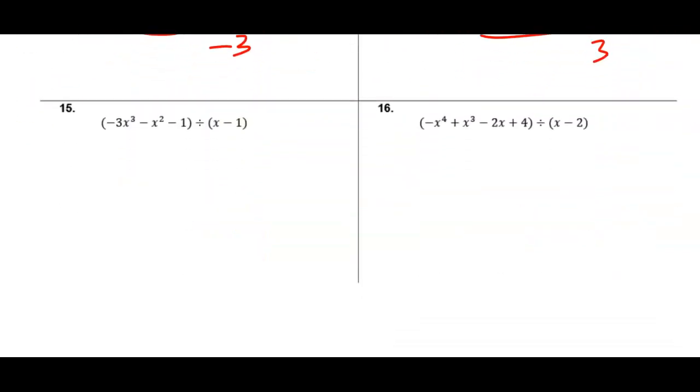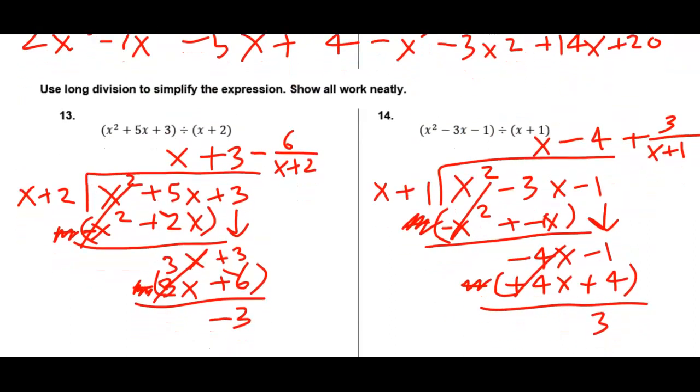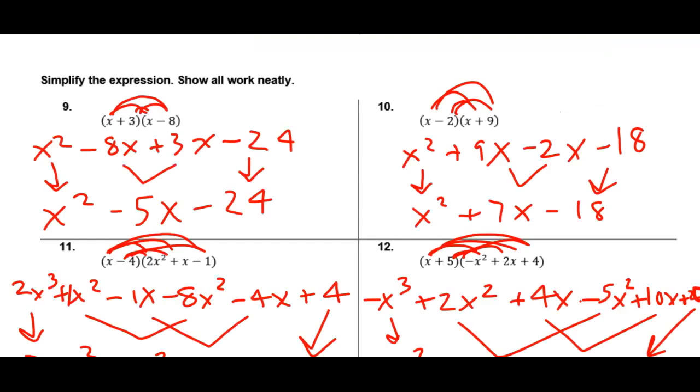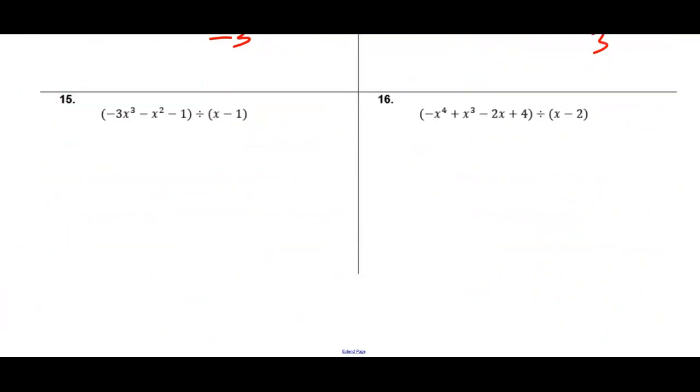And last but not least, these two, it says to use long division, but on these last two, we're going to use synthetic division just to shake it up here. So notice there's a 0x term missing. Again, there's a 0x term right here. We're missing an x squared term as well. So when we write this out, our coefficients are negative 3, negative 1, 0, negative 1.